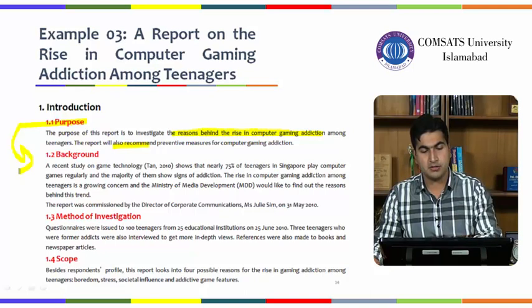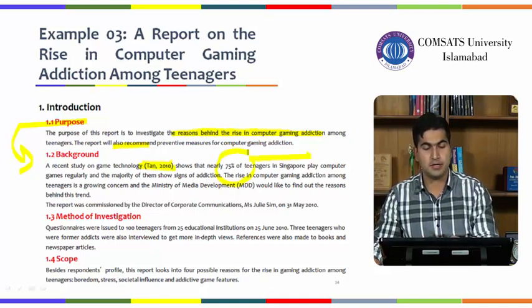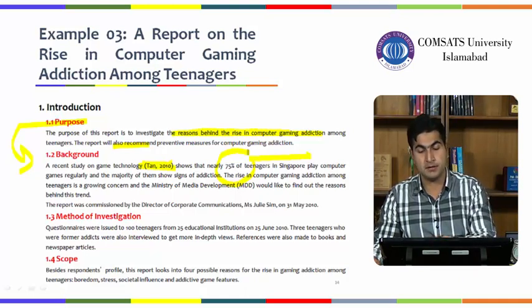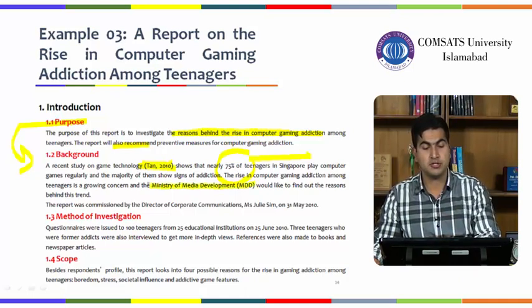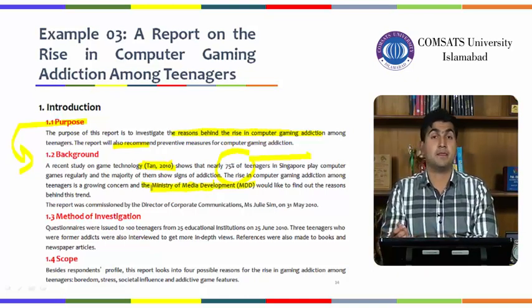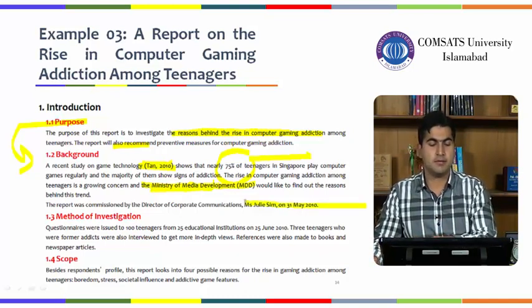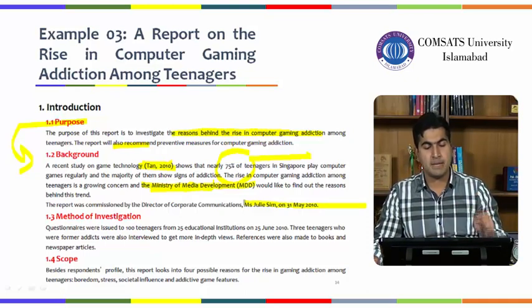Recent study on game technology, and then the reference, shows that nearly 75% of teenagers, statistics, play computer games. Rise in computer gaming is a growing concern, and the Ministry of Media Development, that's how you use abbreviations, first giving the introduction, first stating it completely, then writing it within parentheses, and afterwards you can just use the abbreviation as well. The report was commissioned and so on. Look at the way the numerical figures, facts are there. Method of investigation, now you are here.